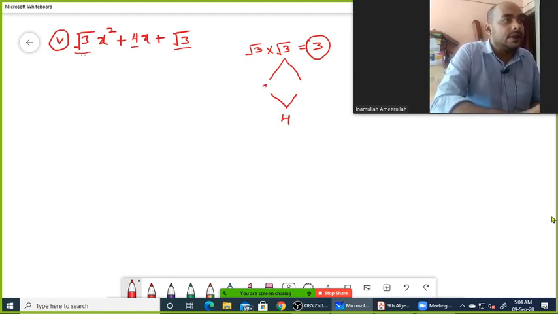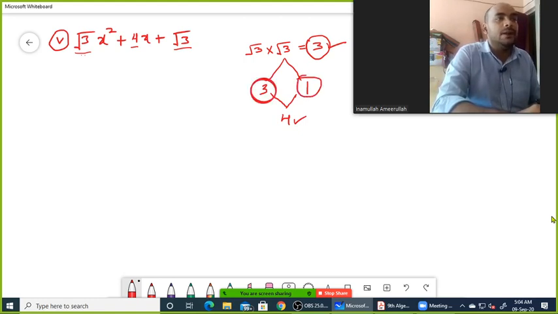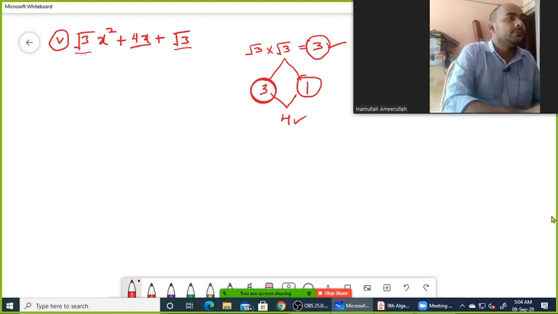So, we can take 3 ones are 3. So, when we multiply 3 with 1, I'll get 3, and when we add them, we will get 4. So, 3 and 1 are the required linear factors which can be substituted on the place of middle term. So, here root 3 x square, this is my first term, will remain as root 3 x square.